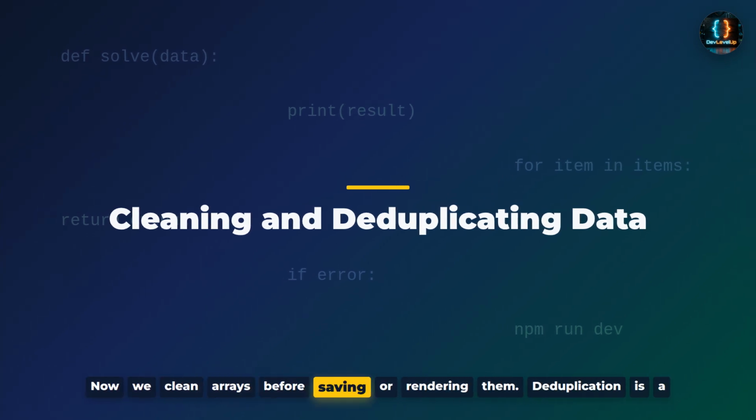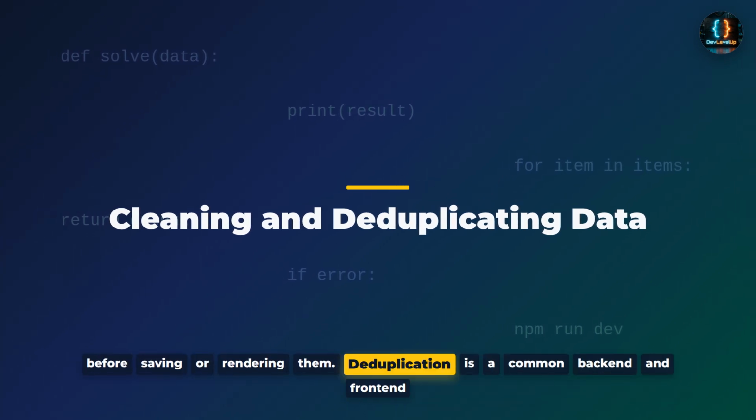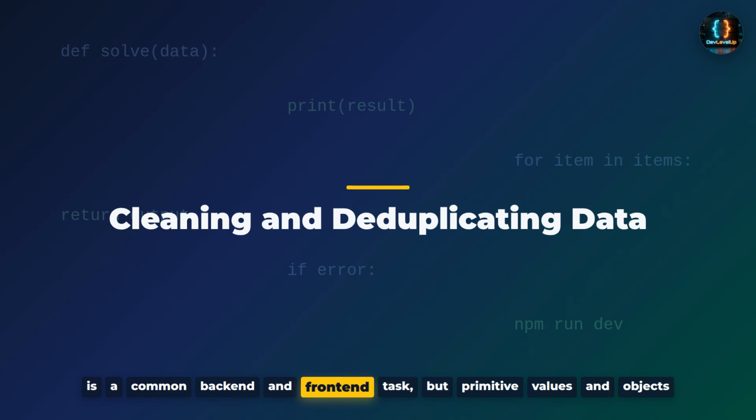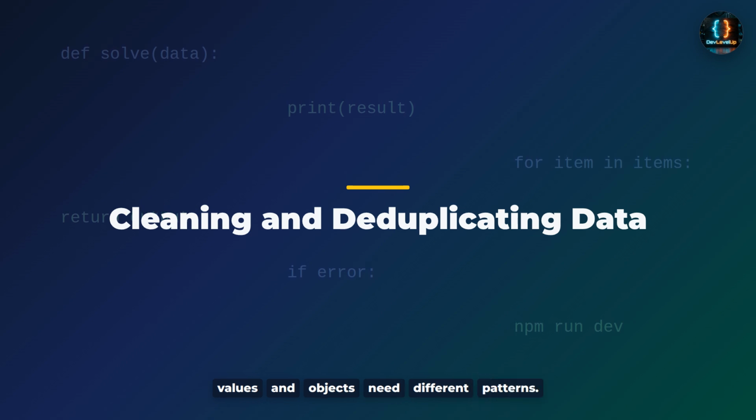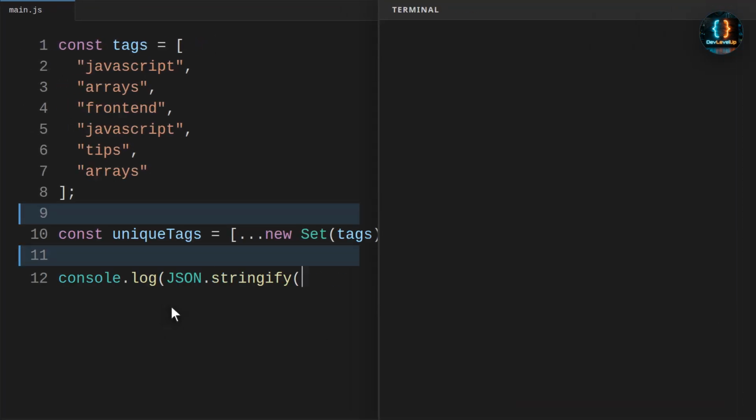Now we clean arrays before saving or rendering them. Deduplication is a common backend and front-end task, but primitive values and objects need different patterns. Before saving an article, a blog editor should clean duplicate tags. Since these tags are plain strings, Set is the simplest tool for the job. Now we run the code and confirm each tag appears once.